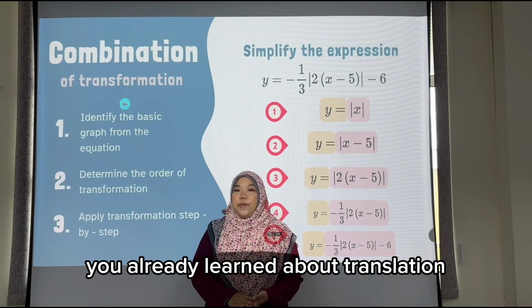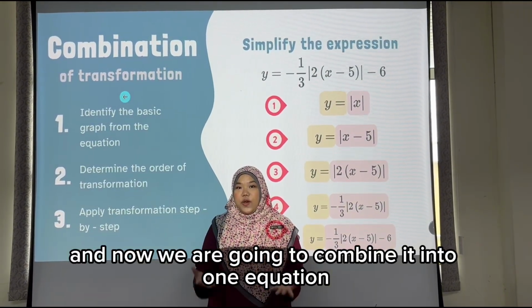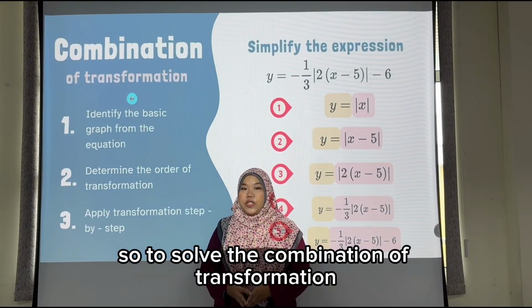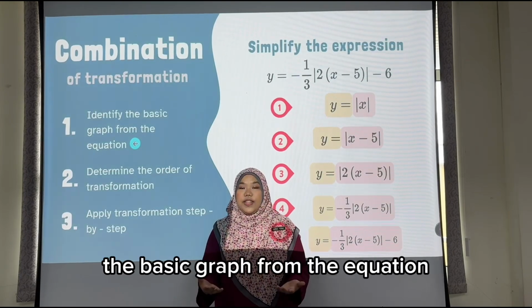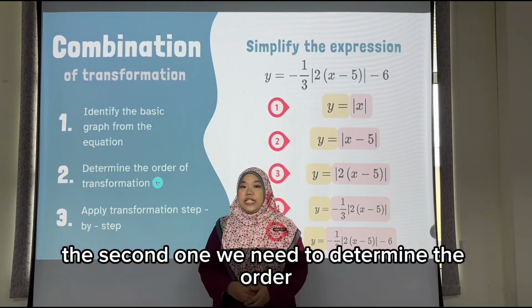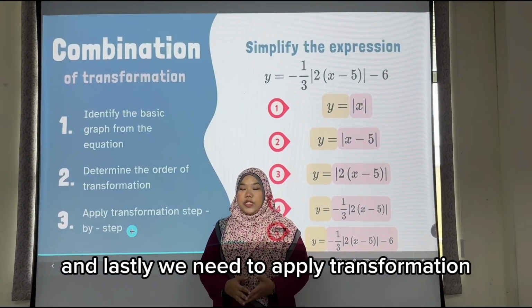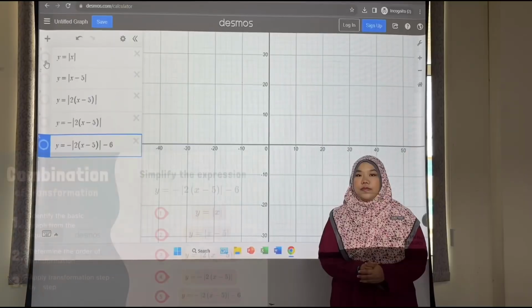You already learned about translation, reflection, and also dilation. Now we are going to combine them into one equation. To solve a combination of transformations, we need only 3 steps. The first one, we need to identify the basic graph from the equation. The second one, we need to determine the order of the transformation. And lastly, we need to apply the transformations step by step using the Desmos graphing calculator.